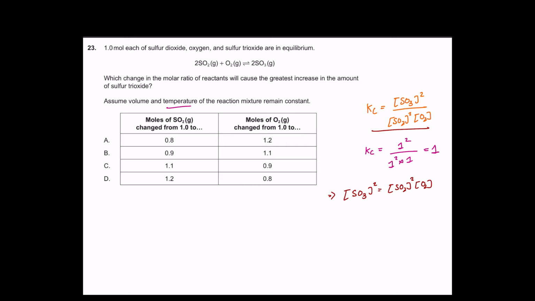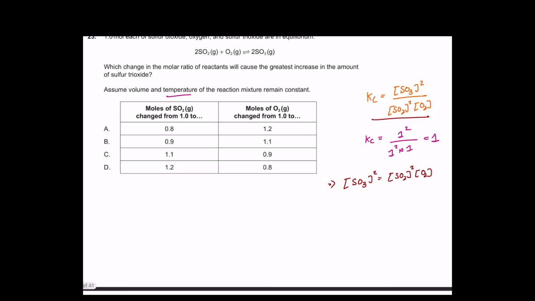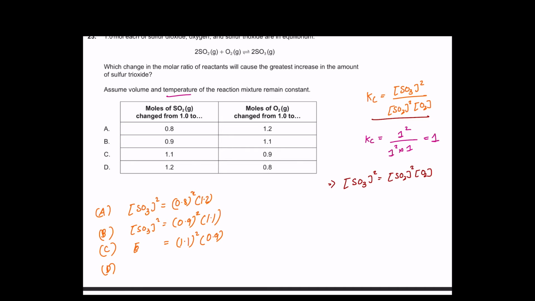Now, we have to see in which case we will get the most amount of SO3. At equilibrium, we have to check it at the equilibrium conditions only. So for option A, the value of SO3 square would be 0.8 whole square times 1.2. Option B will be equal to 0.9 whole square times 1.1. C would be 1.1 whole square times 0.9, and option D would be 1.2 whole square times 0.8.